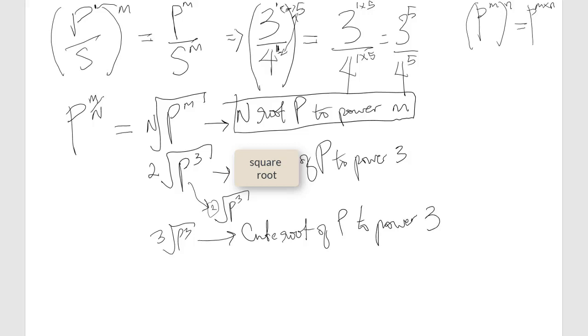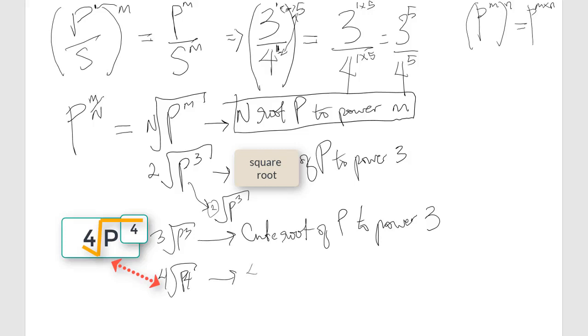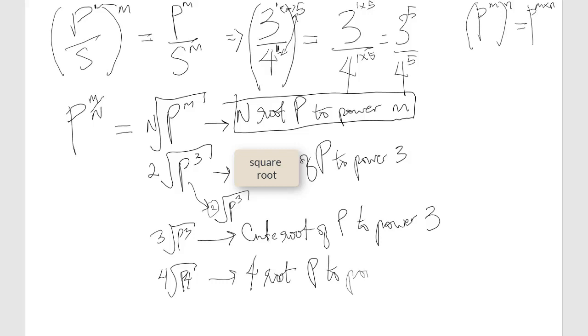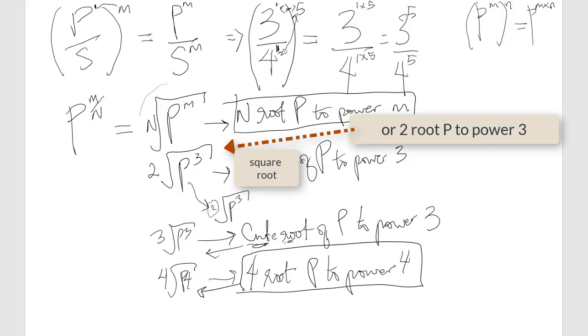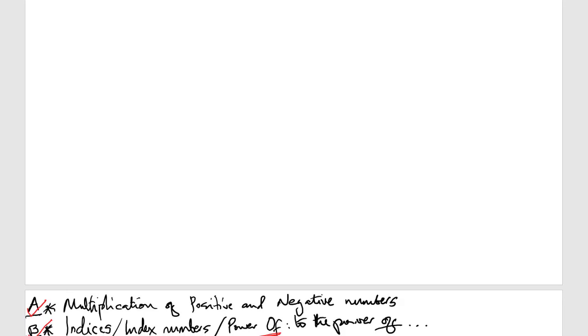And so on. If it's 4, you say fourth root of P to power 4. This is how you say this. For this one, you say cube root of, for this other one, you say square root of, and for something like this, you say N-th root of P to power M.